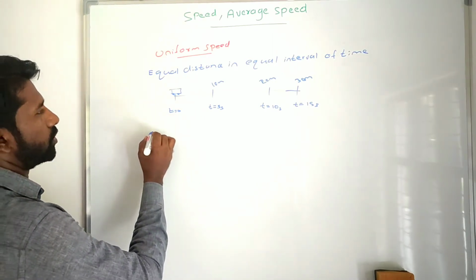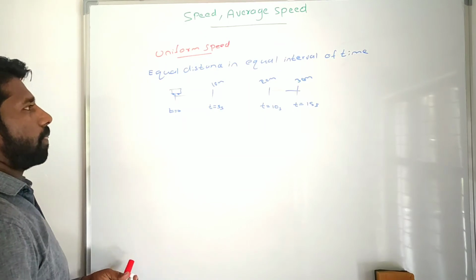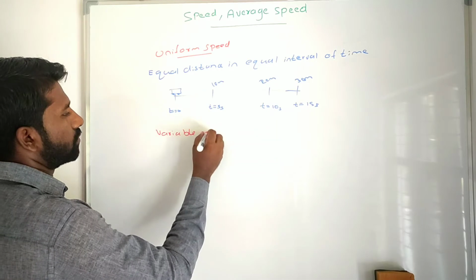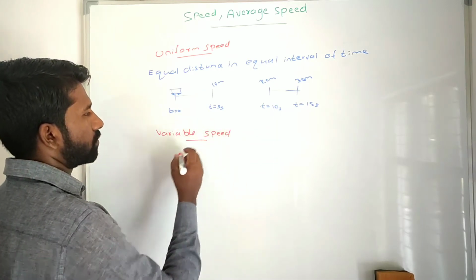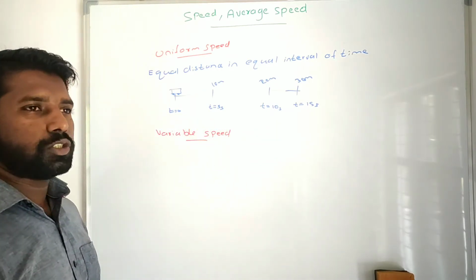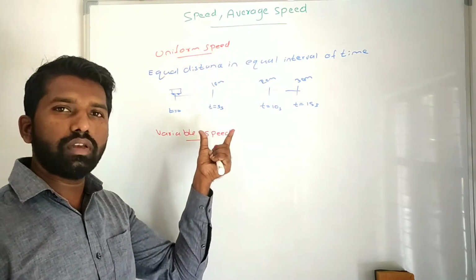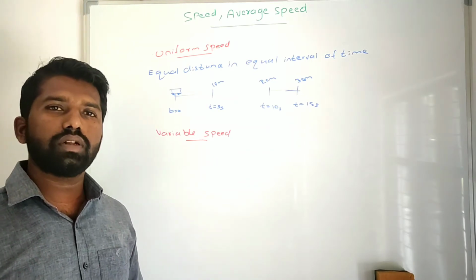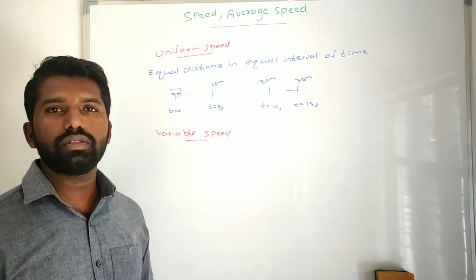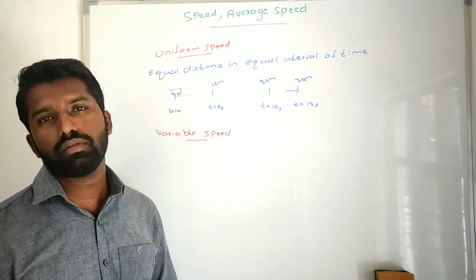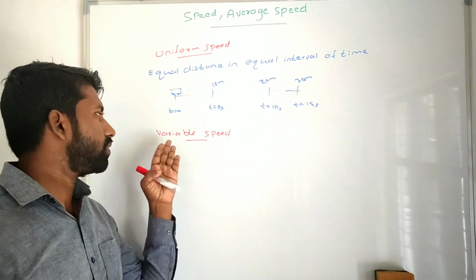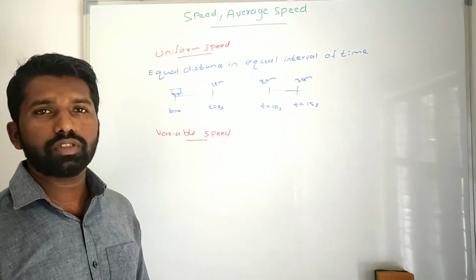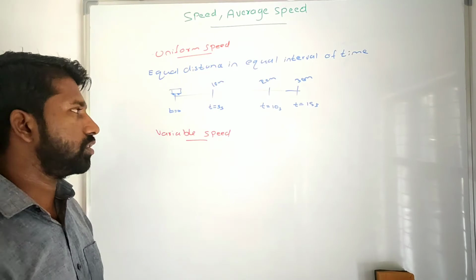Next, variable speed. Variable speed means the distance is not equal, that is, the object travels unequal distances in equal intervals of time. That case is called variable speed. In reality, all types of motion are variable speed.